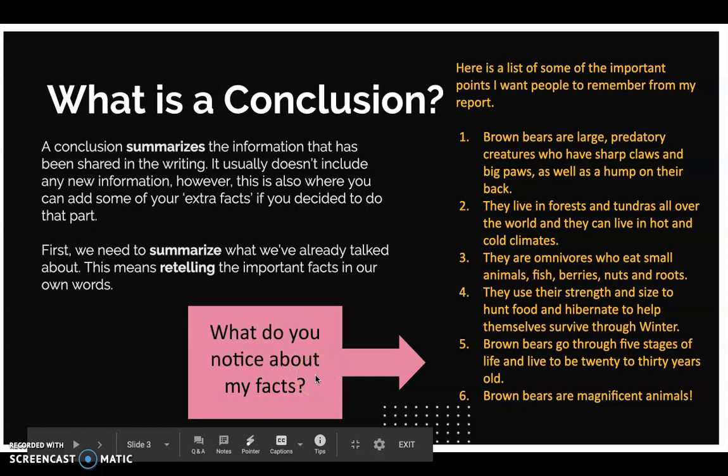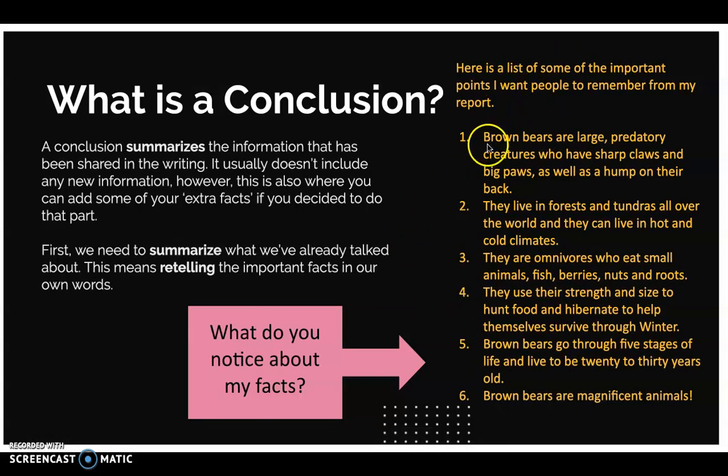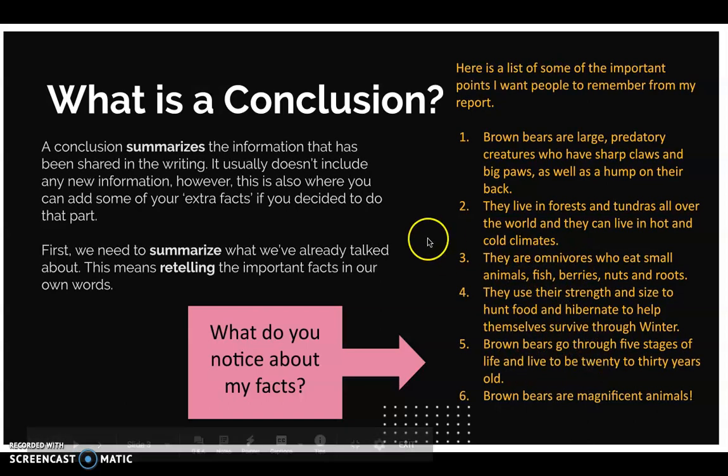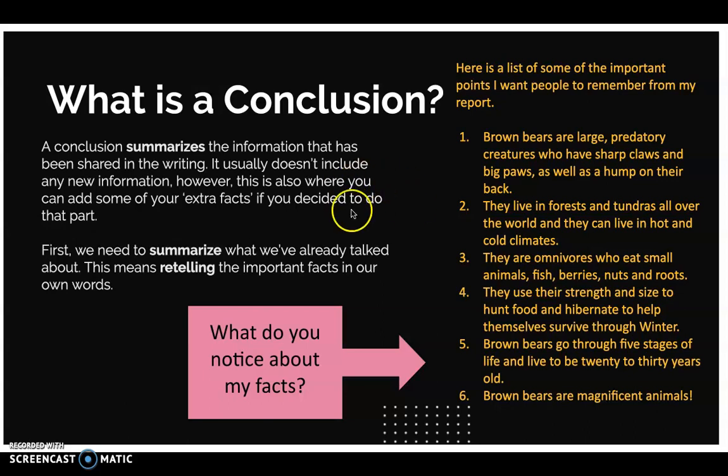If you said that I have chosen a fact or summarized each step that we talked about, then you are correct. I summarized their characteristics by just talking a teeny bit about it, the important stuff, their habitat, their diet, their survival, and their life cycle. So typically a conclusion does not include new information, but if you are someone who did the extra fact research, you can put it in here as well. Let's just start with the summary first.